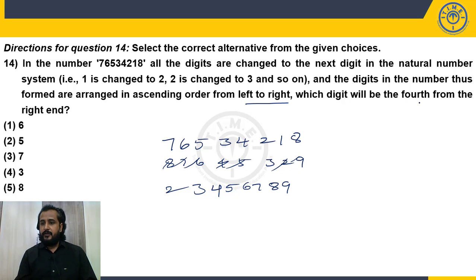Which digit will be fourth from the right hand? So it is the left hand side and it is the right hand side counting. First from the right hand, second, third, fourth. Fourth from the right hand is 6. So choice one. Simple question.